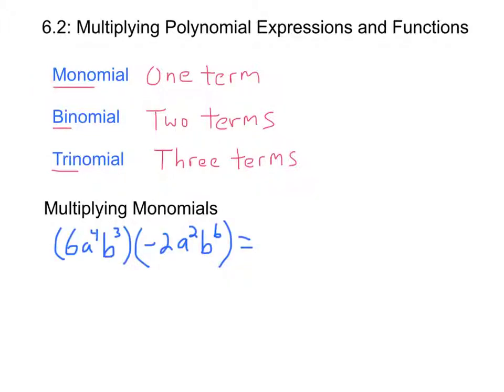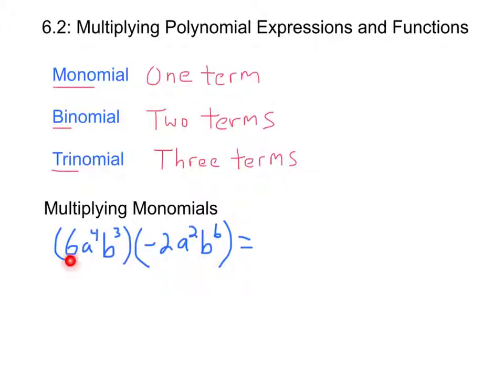Okay, so here's an example of two monomials that are being multiplied together. Notice this first expression has no addition or subtraction symbols, so that's one term. And the same with the second one. So we have a monomial being multiplied times another monomial. And in those kinds of problems, really it's the commutative property of multiplication that allows you to do all the multiplications in a different order.